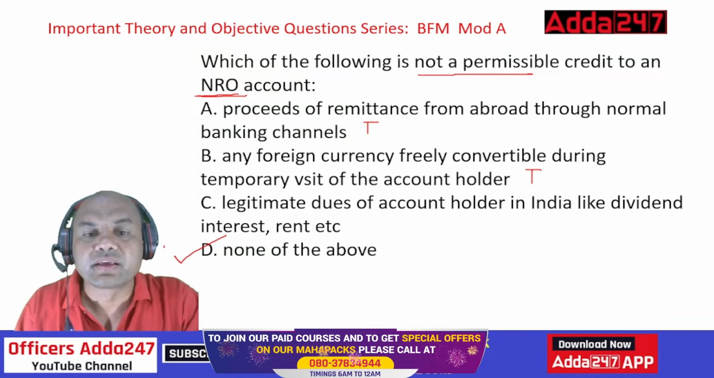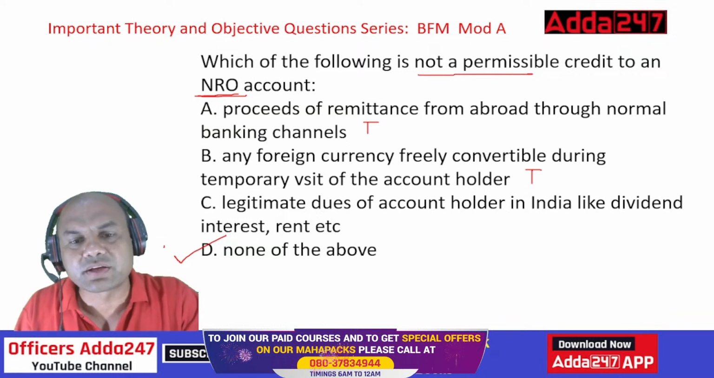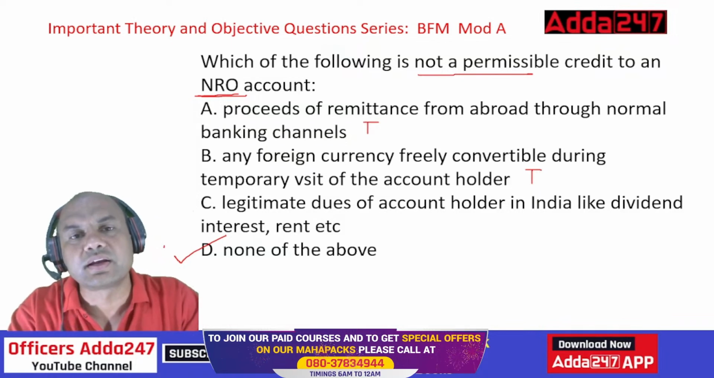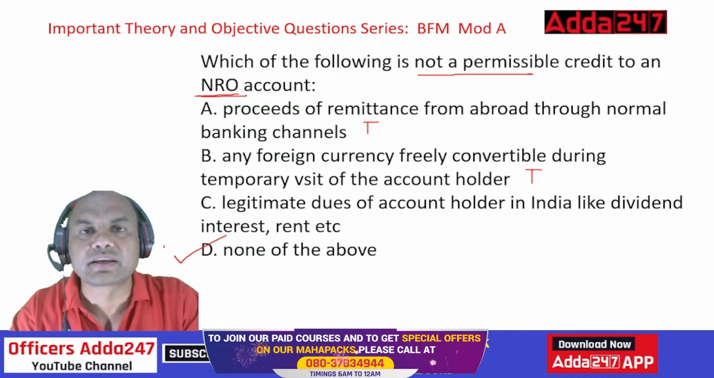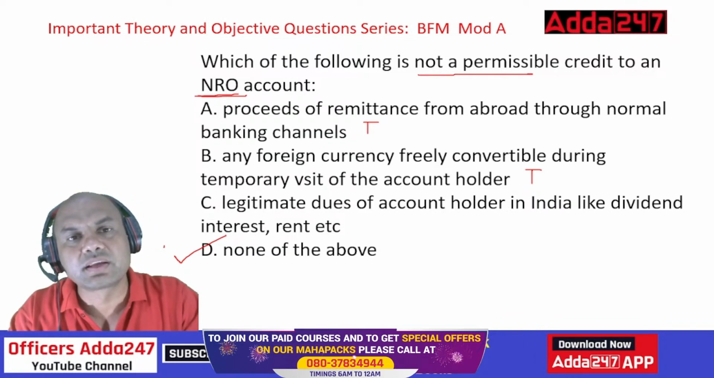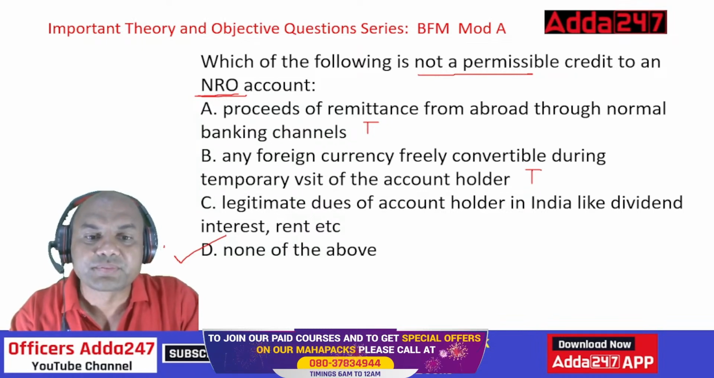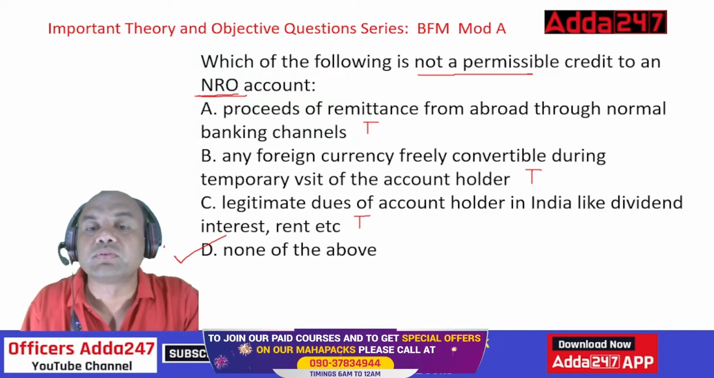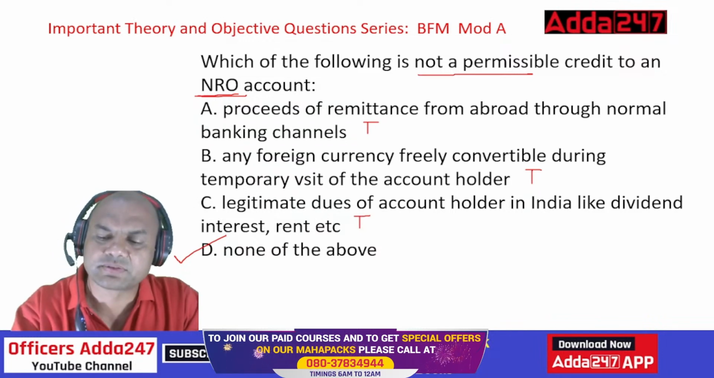Legitimate dues of the account holder in India like dividend, interest, rent, etc. What is the problem? That's the reason for NRO. This is the real reason for which an NRO account is held in India. Dividend, interest, rent, these are the earnings which I'm earning from India as such. If I'm earning from India, where do I take it or should I leave it? After all, it's my money. So that's why this is credited to the NRO account and the answer is true again. We want a false answer, not a permissible one, right? So this is none of the above. All of them are permissible.